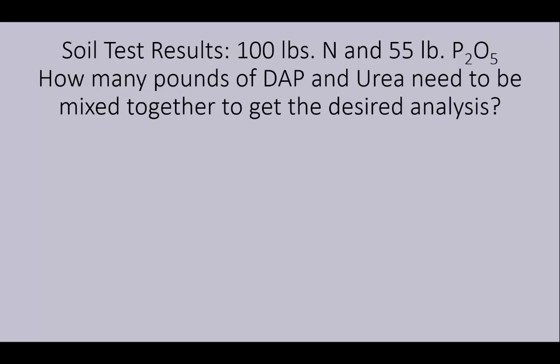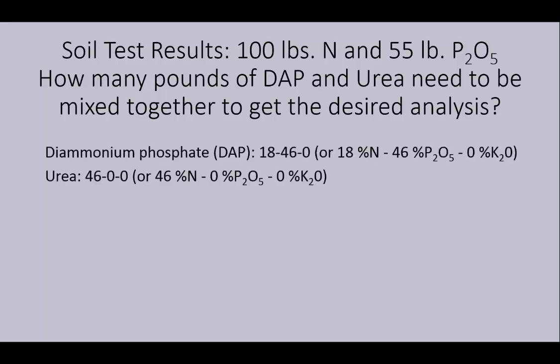Let's try an example problem. Your soil sample results indicate your field needs 100 pounds of nitrogen and 55 pounds of phosphorus per acre. You want to use DAP and urea to supply the needed nutrients. How many pounds of DAP and urea need to be mixed together to get the desired analysis to apply? DAP, or diammonium phosphate, and urea are common fertilizers.